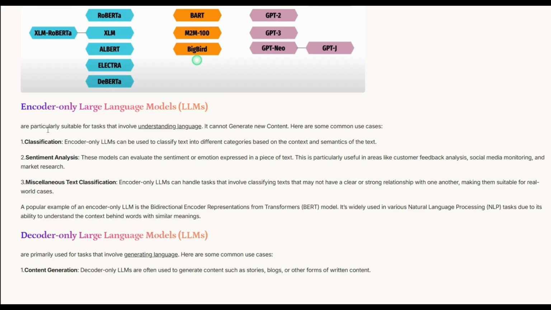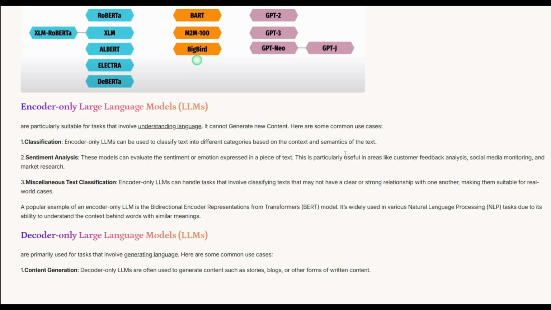Encoder-only. Large language models, LLMs, are particularly suitable for tasks that involve understanding language. It cannot generate new content. Here are some common use cases. 1. Classification. Encoder-only LLMs can be used to classify text into different categories based on the context and semantics of the text. 2. Sentiment analysis.